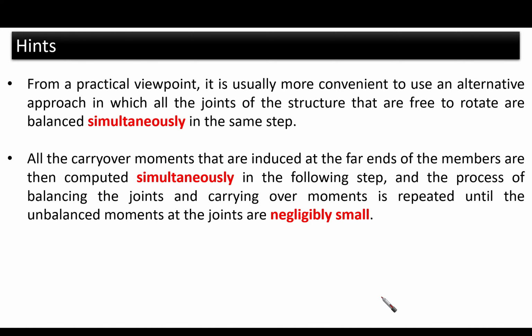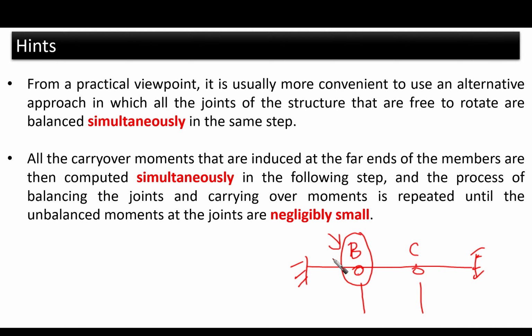Actually, when we were talking before in the previous examples, we said that whenever we have some points free to rotate, so we have points here like B and C, we make balance at each point independently, separately. So we finish the balance here, then we go to point C and make another balance here and carry over, and then go back to B, and so on and so forth. We found actually this is not practical.